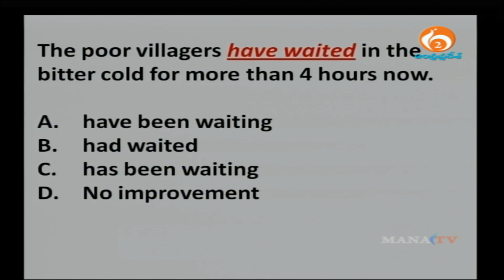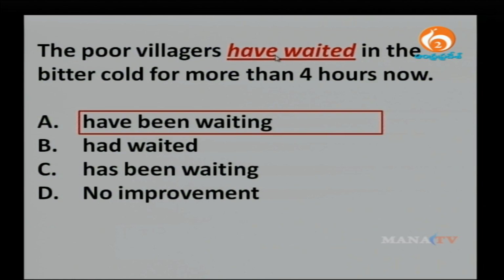Next question. The poor villagers have waited in the bitter cold for more than 4 hours now. Now, read the entire sentence again. When you say for 4 hours now, that means the time is still continuing. So, this is a present continuous tense. You cannot be using the past tense here, hence have been waiting is the correct answer. The poor villagers have been waiting in the bitter cold for more than 4 hours now.